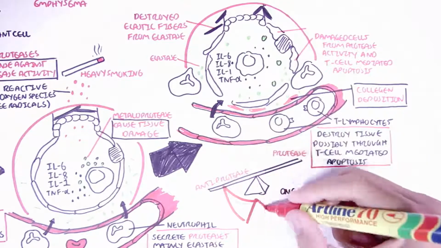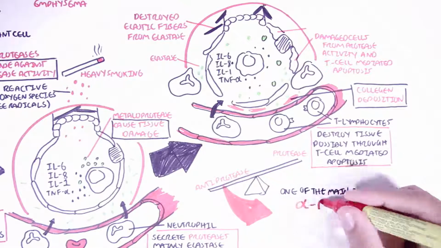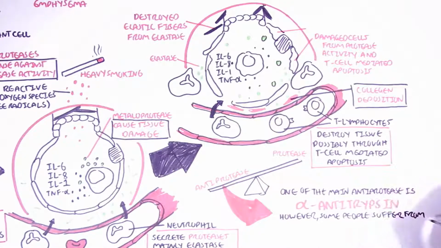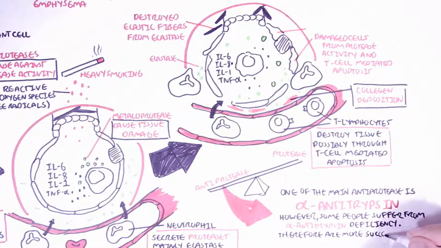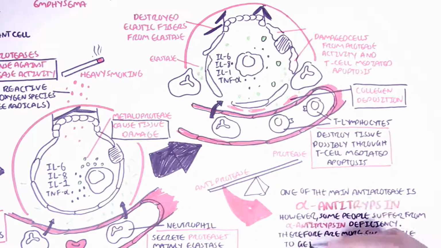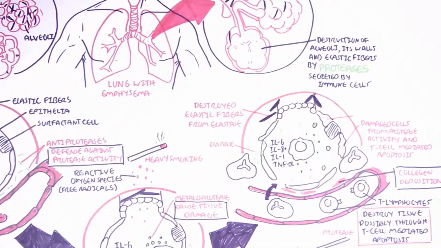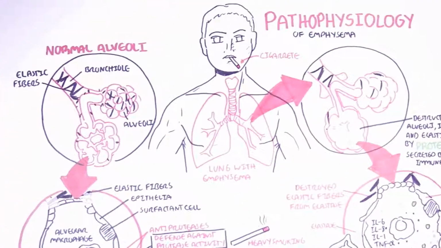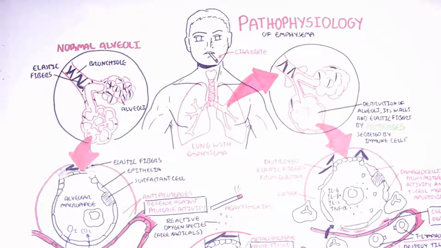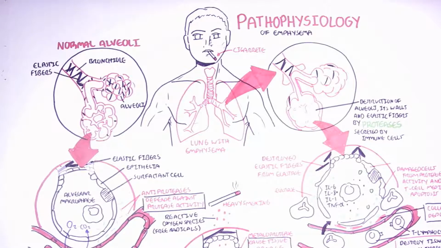Now in the lungs, normally, one of the main anti-proteases in the lungs is alpha-1 antitrypsin. However, some people suffer from alpha-1 antitrypsin deficiency. Therefore, they are more susceptible to getting emphysema because there's no anti-protease activity. I hope this makes sense. So, as we can see through this diagram, the pathophysiology of emphysema is the result of the imbalance between protease and anti-protease activity, with it being more protease activity.